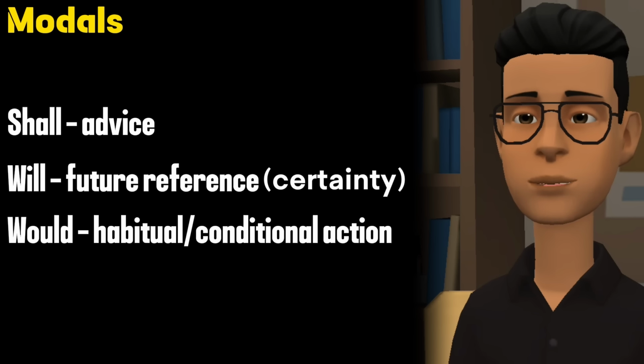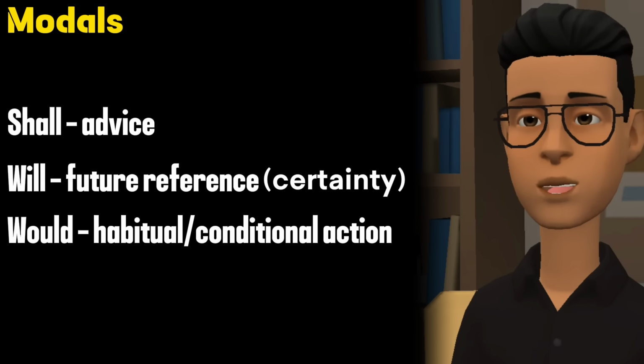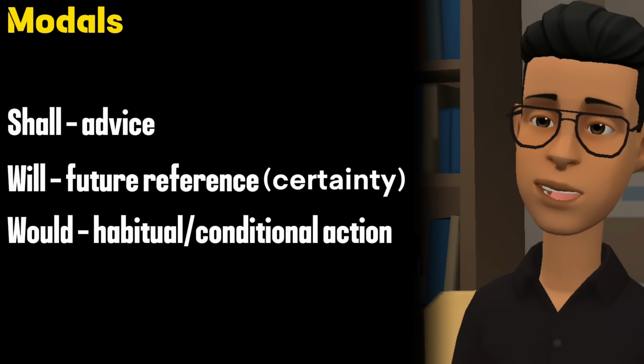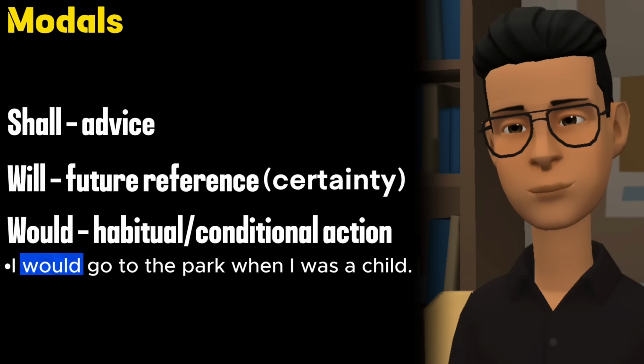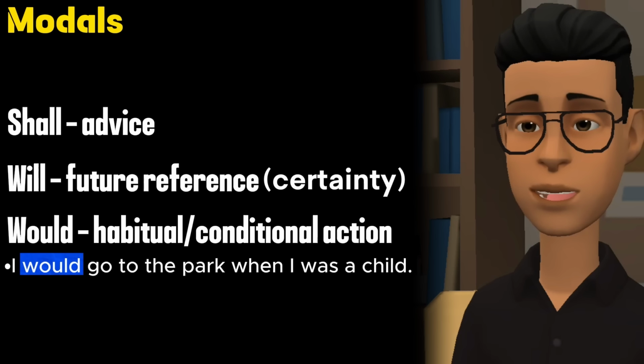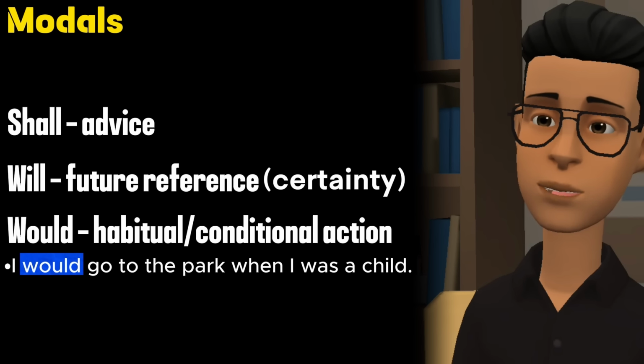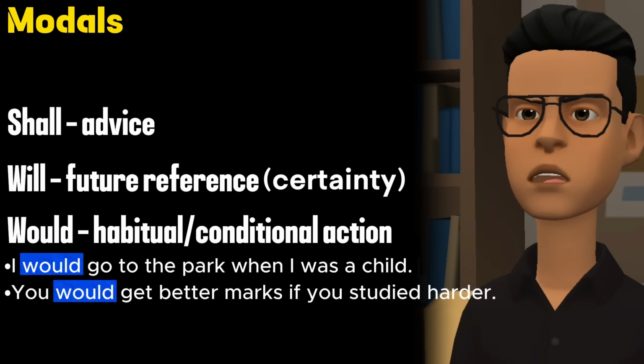Then, would. It is used to show a habitual action. For example, I would go to the park when I was a child. It is also used to show conditional action. For example, you would get better marks if you studied harder.